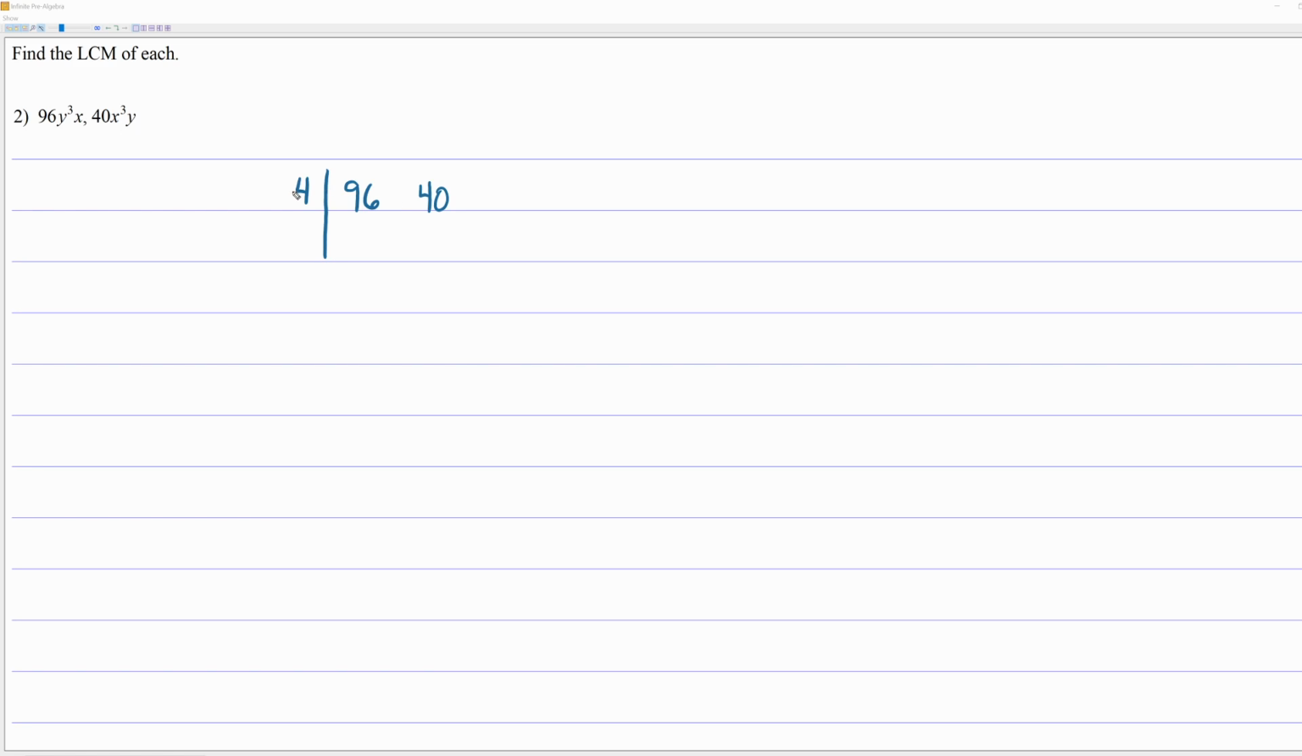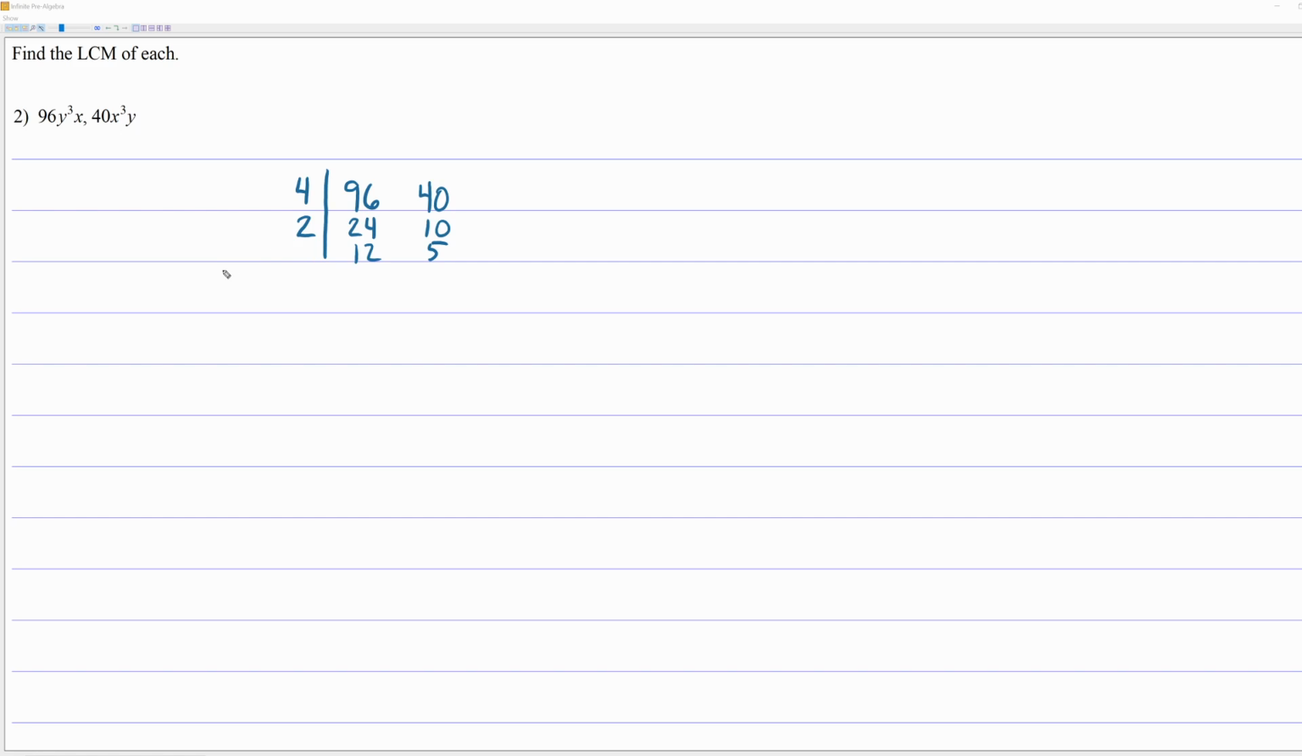Well, 96 divided by 4: 4 goes into 9 2 times with a remainder of 1, and then 4 goes into 16 4 times. 40 divided by 4 is 10. And now you look for another common factor if there is one. Well, 2 goes into both of those numbers. 24 divided by 2 is 12. 10 divided by 2 is 5. And there's no common factor between 12 and 5.